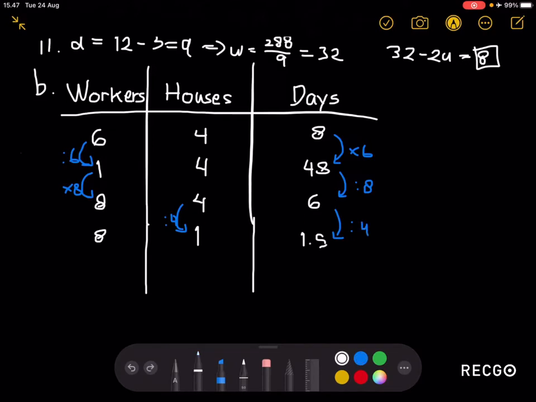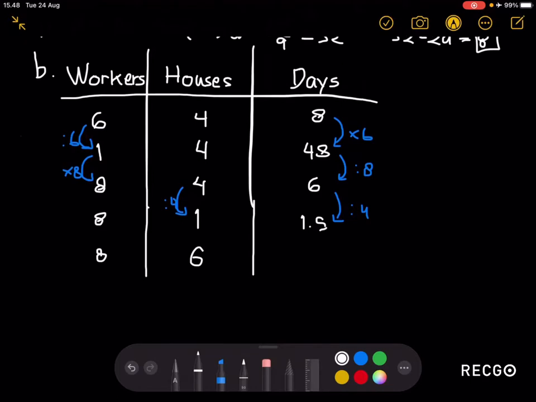Again, I'm still going to set the number of workers to be 8, and instead I'm going to set the number of houses to be 6. So what happens if I multiply the number of houses by 6? Since they are directly proportional to each other, we can just multiply the number of days by 6 to get an answer of 9. This is our final answer.